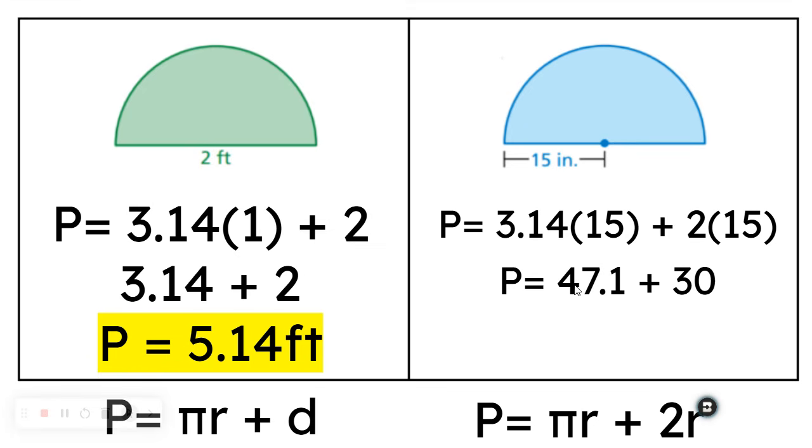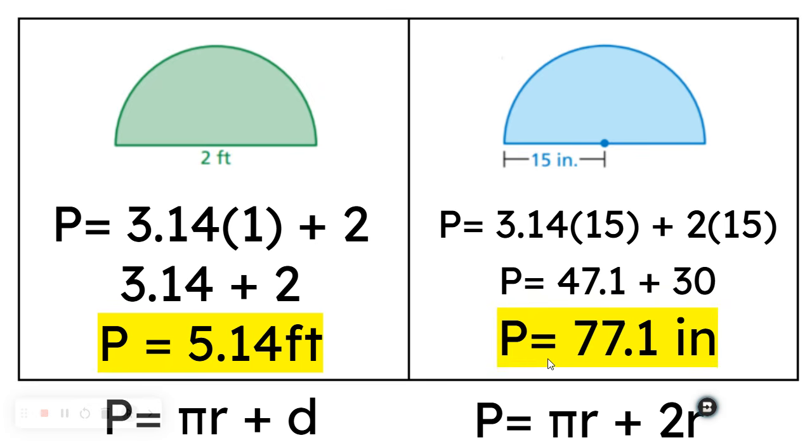3.14 times 15 gives me 47.1. Notice how I did not just add 2. I have to come over here and do this multiplication. 2 times 15 is 30. Now I can add them together and I find that the full perimeter is 77.1 inches.